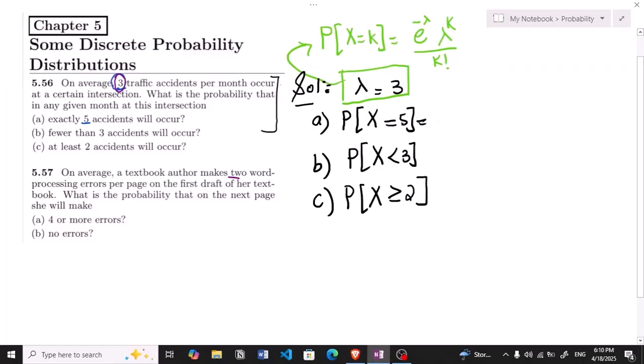For it, k is equal to 5, so it would be the exponential of minus 3, where lambda is 3 as given here, and the value of k is 5, so 3 raised to power 5, divided by 5 factorial. So what would we get? Exponential of minus 3, and 3 raised to power 5 is 243, multiplying it with that, and 5 factorial is 120. Now finding the value of the exponential of minus 3, what would we get?